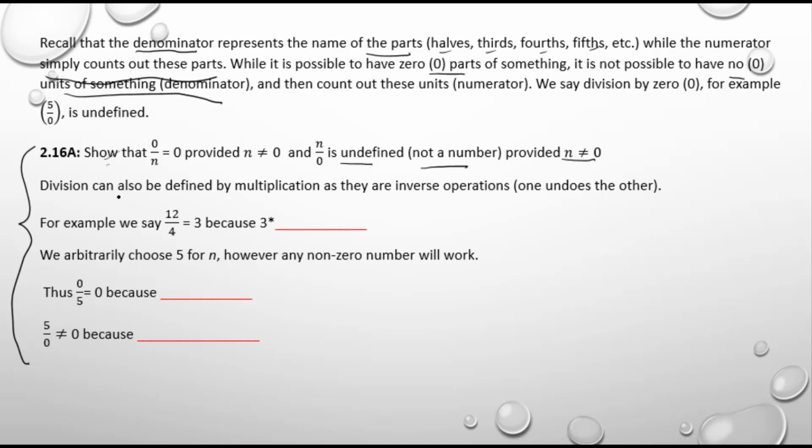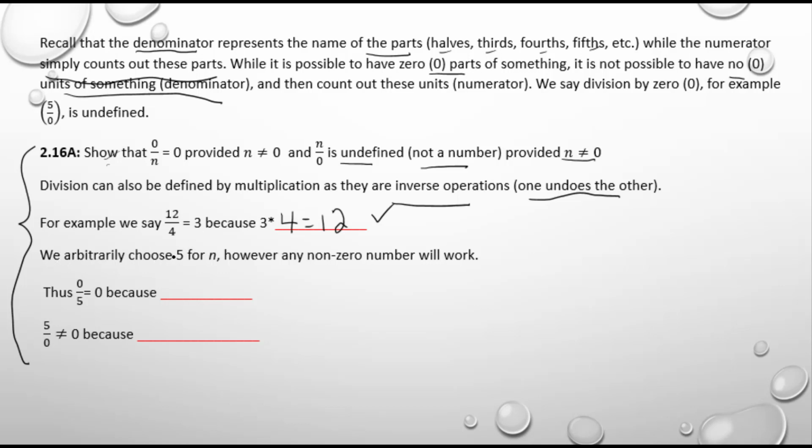So let's give an example here. Division can be defined by multiplication as their inverse operations. One undoes the other. For example, we say 12 divided by 4 equals 3, because 3 times 4 equals 12. So that's part of fact families that you probably learned in 3rd or 4th grade.